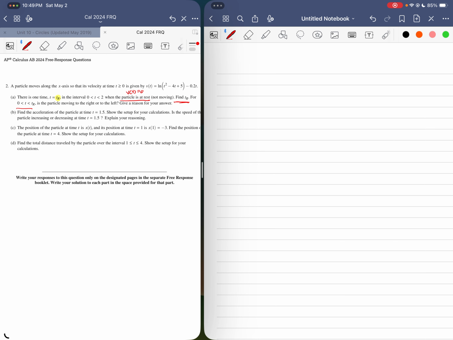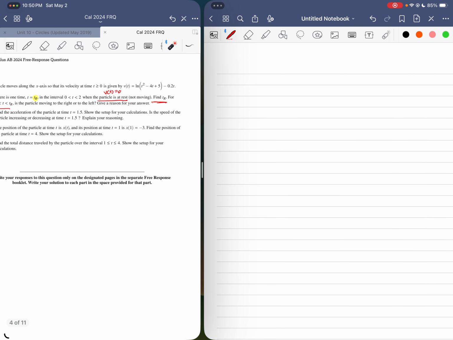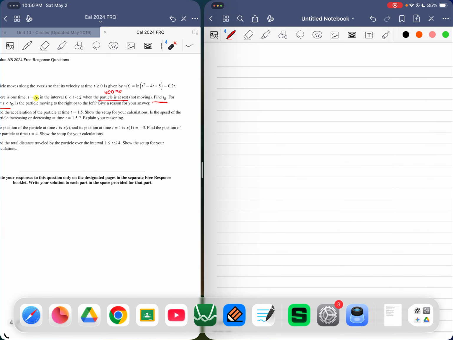From that, is the particle moving to the right or to the left? If it's moving to the right, that means it's positive; if it's moving to the left, it's negative. Okay, let's figure it out. First, I have to figure out what this point is. The only thing I have to do is put this one into decimals.